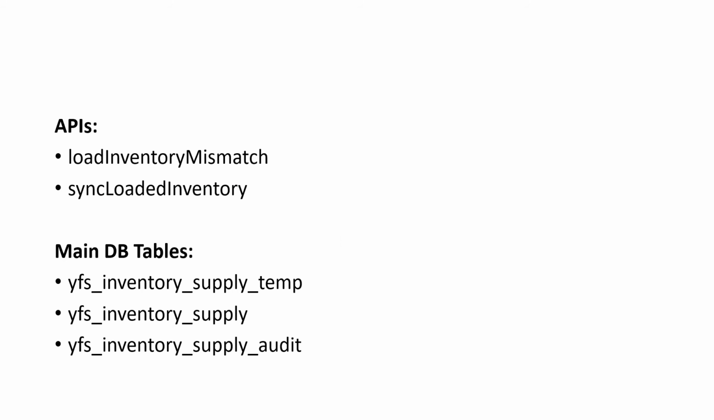So the APIs that are involved in inventory sync between IMS, that is the inventory management system, and WMS, the warehouse management system, are loadInventoryMismatch and syncLoadedInventory. And the tables in Sterling which carry the inventory information and are involved in this inventory sync process are YFS_INVENTORY_SUPPLY_TEMP, YFS_INVENTORY_SUPPLY, and YFS_INVENTORY_SUPPLY_AUDIT.